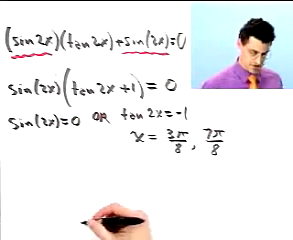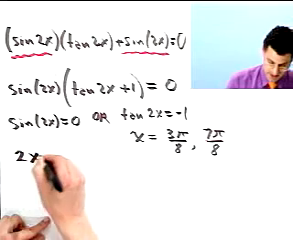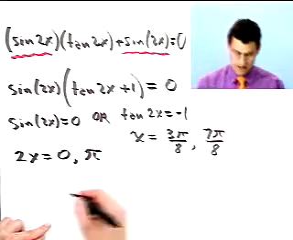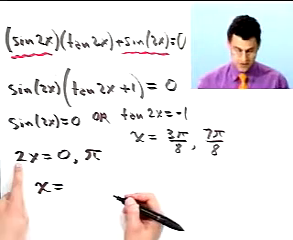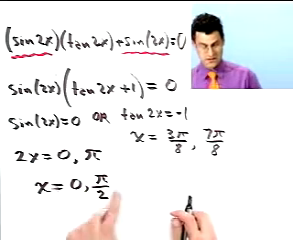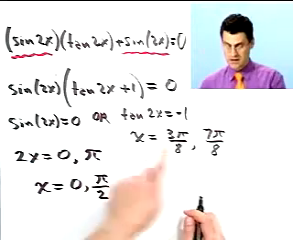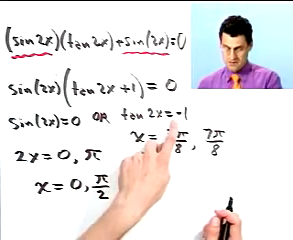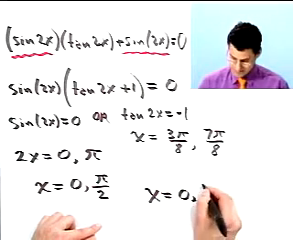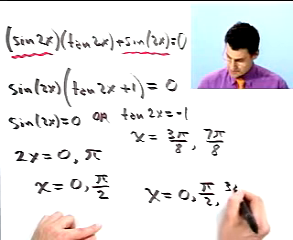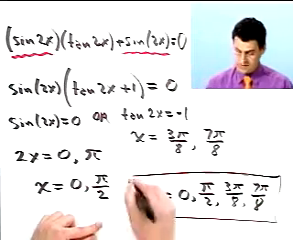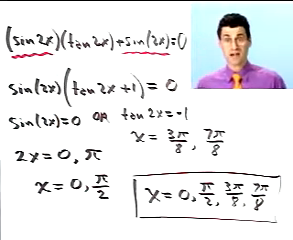And so if the answer is just 0 and pi, that means that 2x will equal either 0 or pi. So what would x equal? Well, when I divide through by the 2, I see 0 and pi over 2. So those are the values that make the sine of 2x equal to 0. These are the values that make the tangent of 2x equal to minus 1. And so what are the solutions to all of this? Well, 0, pi over 2, 3 pi over 8, and 7 pi over 8. So this equation has 4 solutions in the range from 0 to 2 pi.